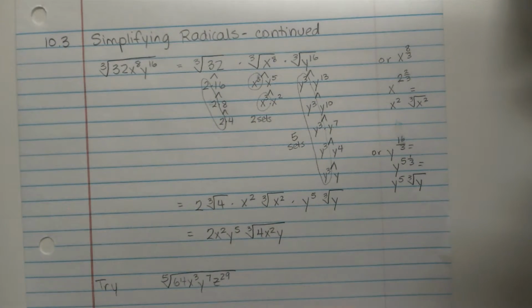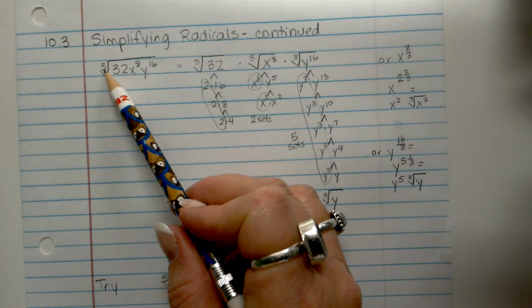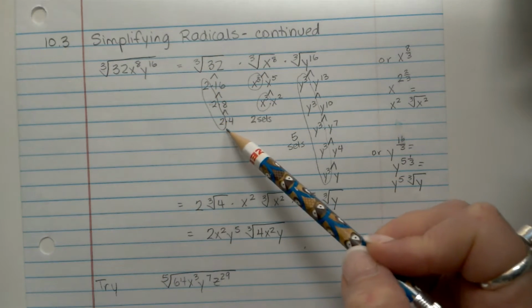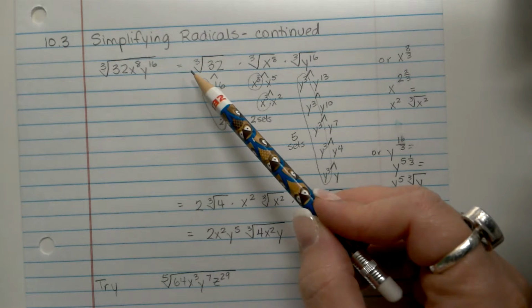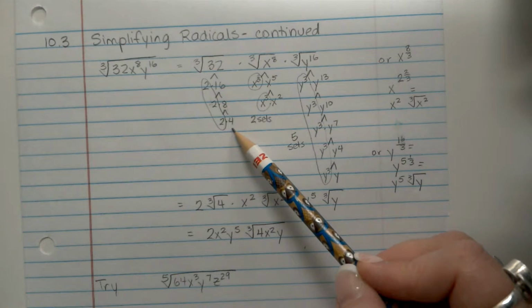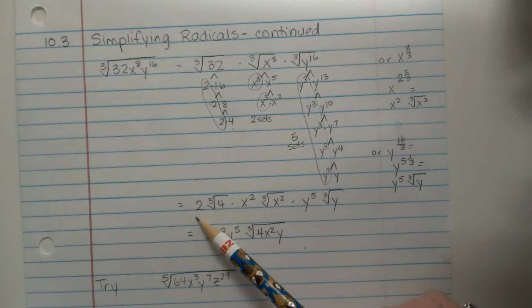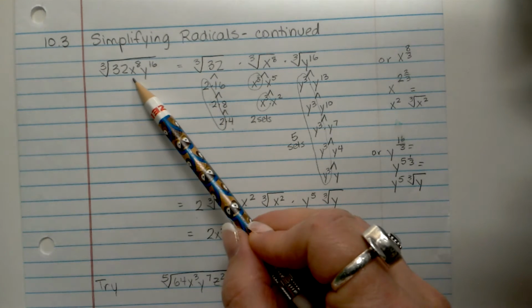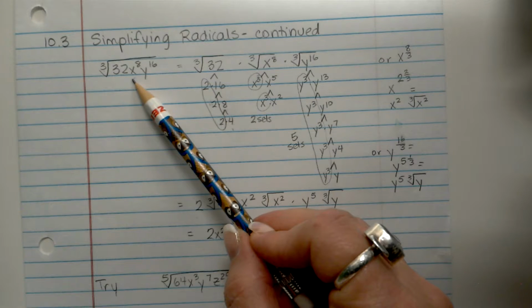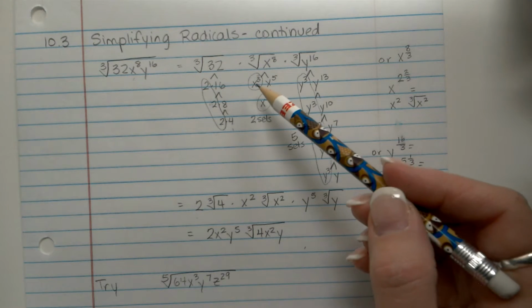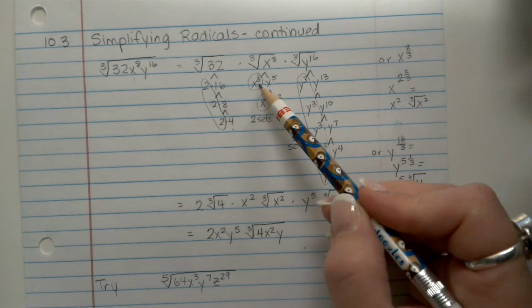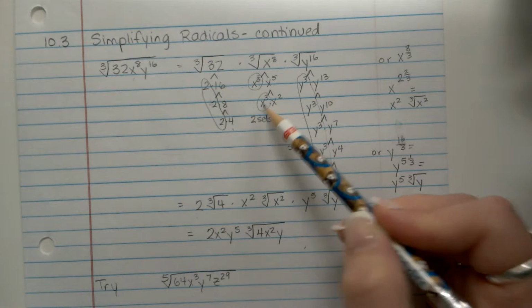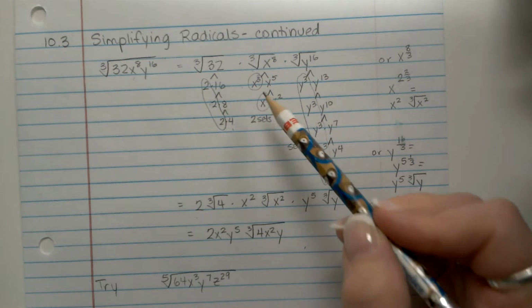Now we have a cube root. So what does that mean? We're looking for sets of 3. So 32, I start factoring it out. I found a set of 3, and then there's a 4 left. So the 2 comes out, and the 4 stays under the cube root. Now I start working with the x. I'm looking for a set of 3. So I have x times x times x, which is a set, x times x times x, which is a set of 3. So I have 2 sets of 3.